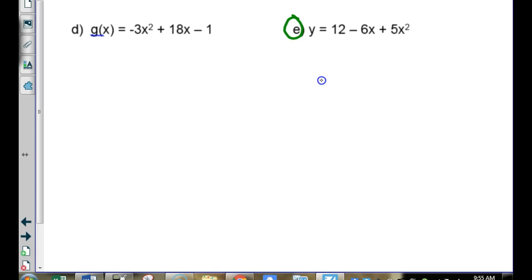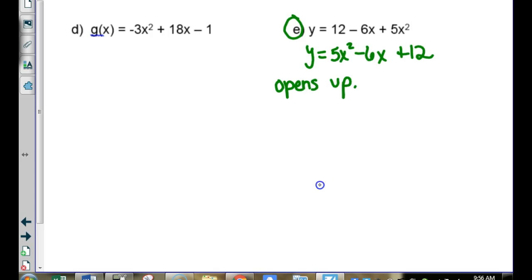Okay, what are A, B, and C? And should we just rewrite it? 5x squared minus 6x plus 12. Can you tell me any of the things we want to know right now? Yep. Which way does it open? Yeah, it opens up because of the positive 5, right? So that's one of the things we wanted to know.